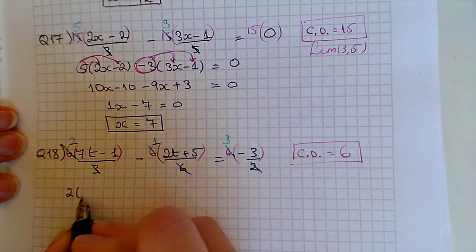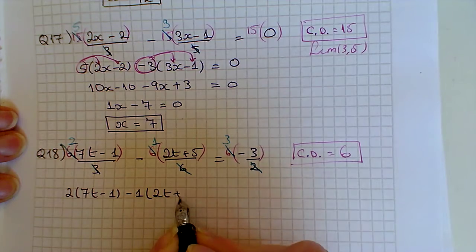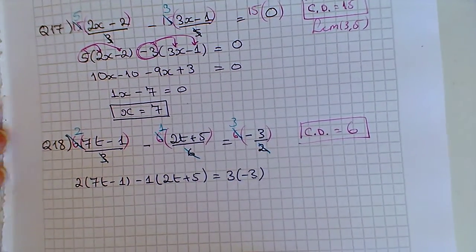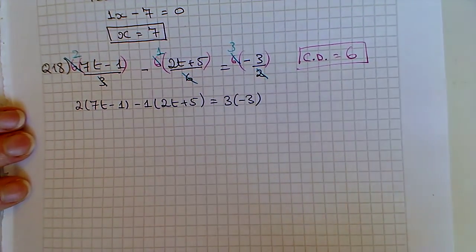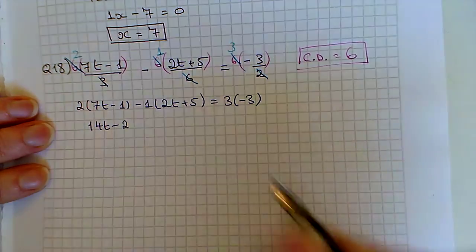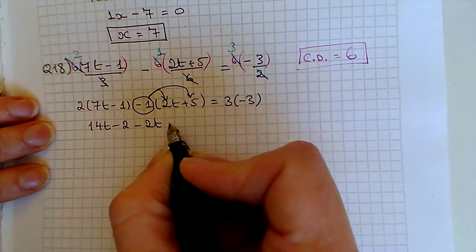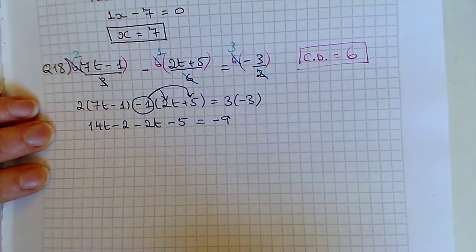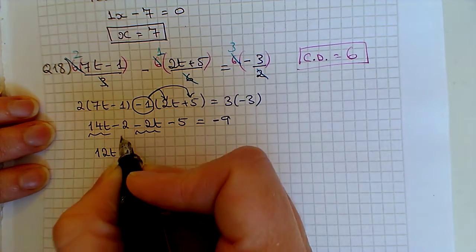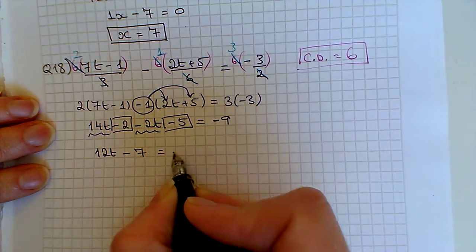I've got 2 bracket 7t minus 1, minus 1 bracket 2t plus 5 equals 3 bracket minus 3. And I multiply my brackets, simplify, letters left, numbers right. 2 by 7t, 14t, minus 2. Remember that minus has to multiply both of them. Minus 2t minus 5 equals minus 9. Simplify, 14 take 2 is 12, 12t. Minus 2 minus 5 is minus 7 equals minus 9.